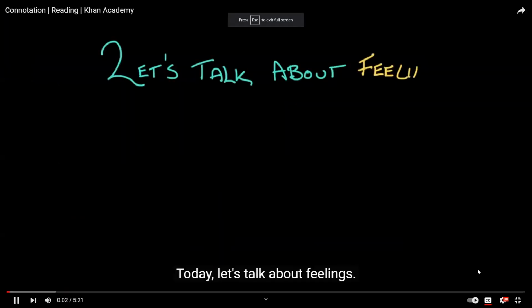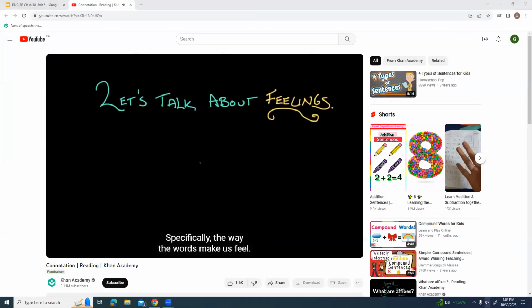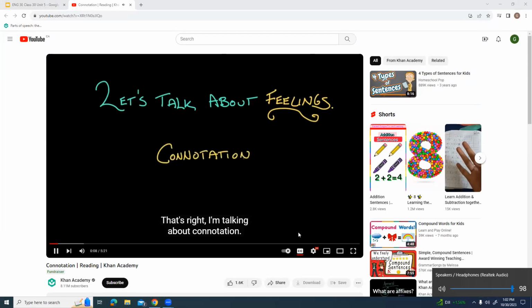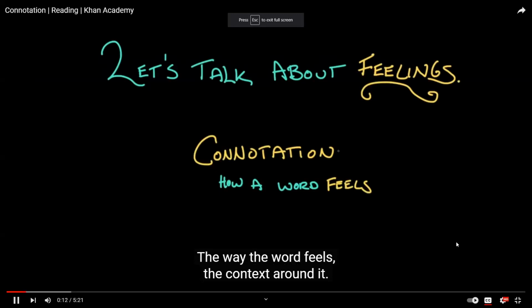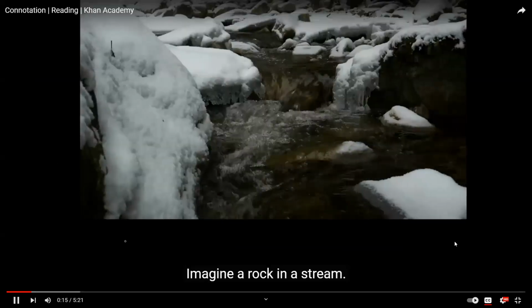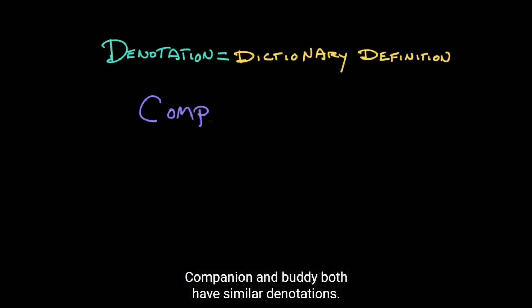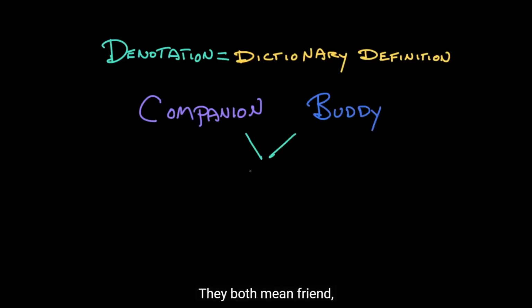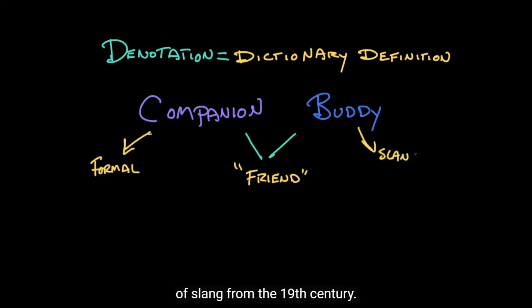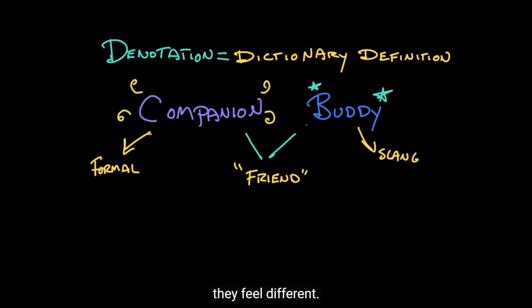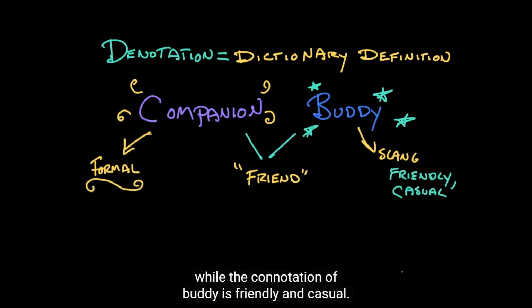Hello, readers. Today, let's talk about, specifically, the way that words make us feel. That's right, I'm talking about connotation, the way a word feels, the context around it. Imagine a rock in a stream. Well, connotation is the way that culture flows around a word. This is distinct from denotation, which is more like the dictionary definition of a word. Companion and buddy both have similar denotations. They both mean friend, but companion is a much more formal sounding word than buddy, which originated as a piece of slang from the 19th century. So even though their denotation or their literal definition is the same, they feel different. The connotation of companion is formal, while the connotation of buddy is friendly and casual.